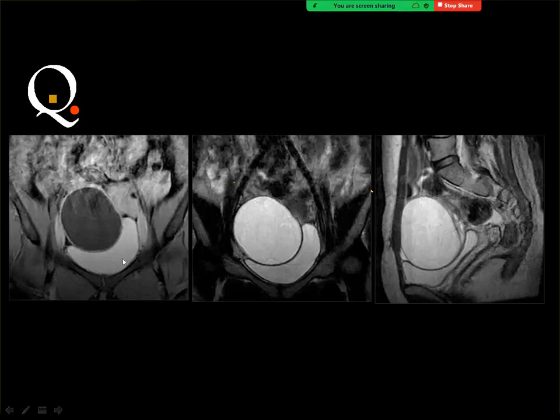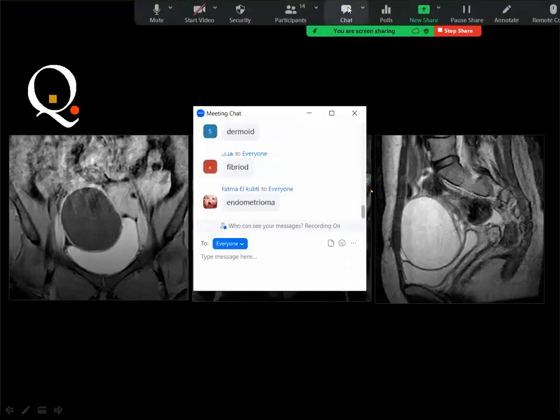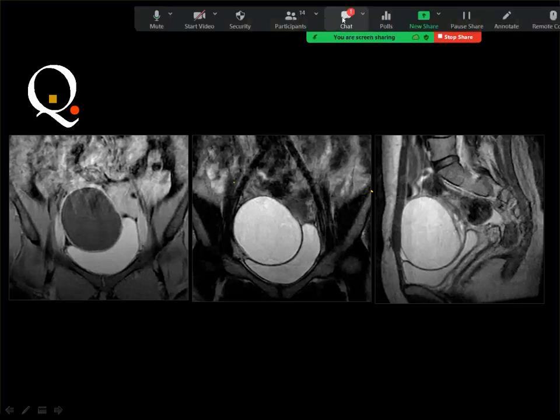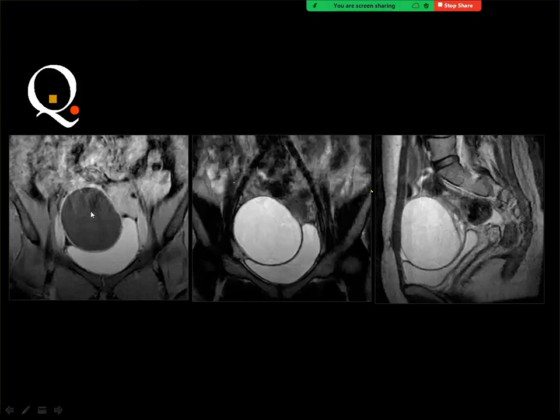coronal T2, coronal T1, coronal T2, and sagittal T2. I think that this is T1 with contrast. And no, this is not endometrioma, because there is no shading effect in the T2 weighted images compared to the fluid in the urinary bladder. Hemorrhagic ovarian cyst should have some increased signal in the T1 weighted images.